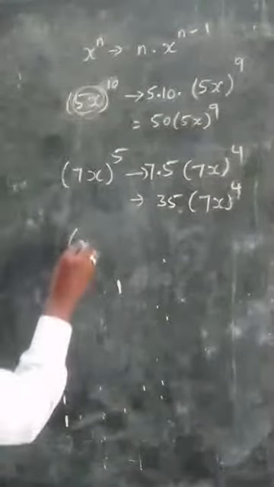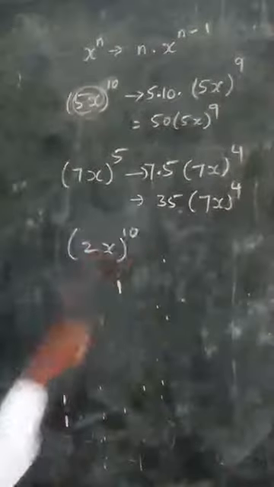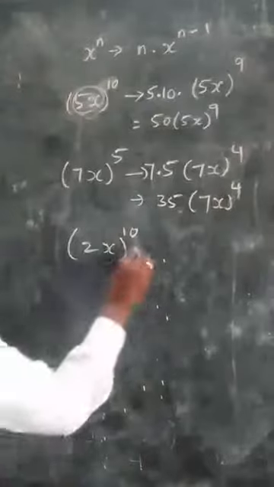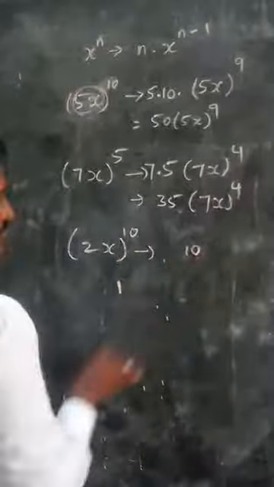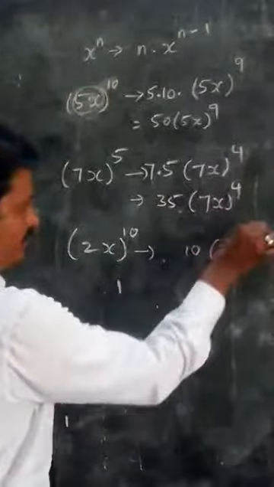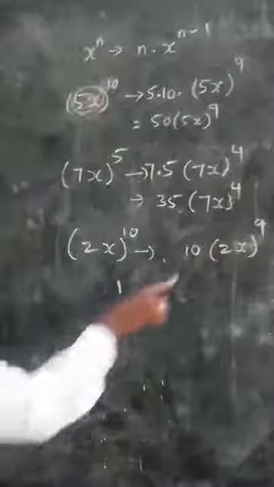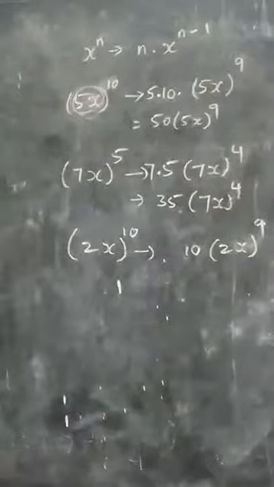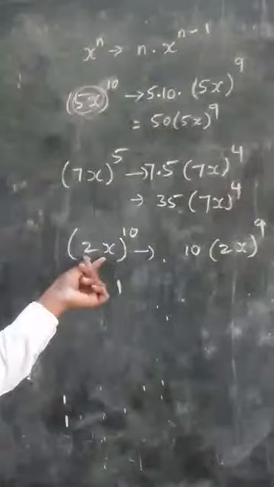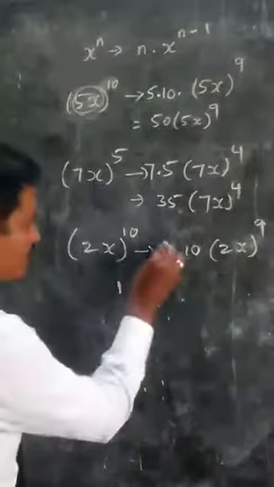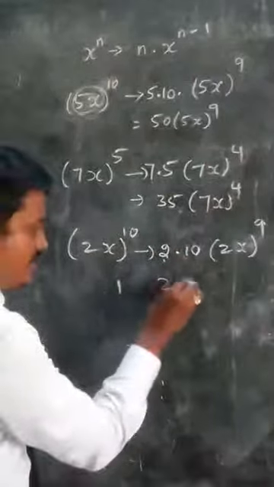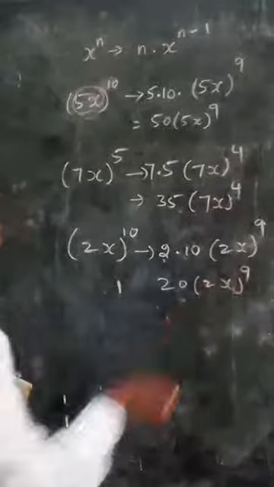One more example. 2x power 10. What is the answer immediately? First step is bringing 10 to the front, reducing the power by 1. This is not the completed answer. What should I do? Differentiate 2x once again. 2 will come. Multiply the 2 with this. So 20 into 2x to the power of 9 is the correct answer.